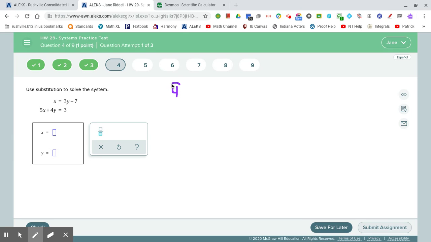So on your work page, label this as question number 4, and then write your two equations that are in your system. For substitution, it's easiest if you write them side by side. So if we have x equals 3y minus 7, and we have 5x plus 4y is equal to 3.